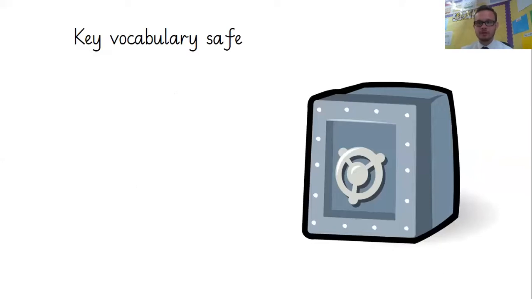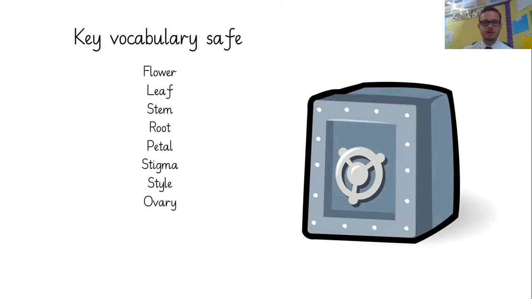Okay, so what's our key vocabulary today? We've got a lot of them actually. Flower, I'm sure you know what that one is. Leaf, stem, root, petal, stigma, style, ovary, anther, filament, sepal, receptacle. Now there's even more than that actually, but those are the ones that we're going to really look at today and you're going to be labeling down. So I'd pause the video now and write those down in your book. Okay, ready to move on.